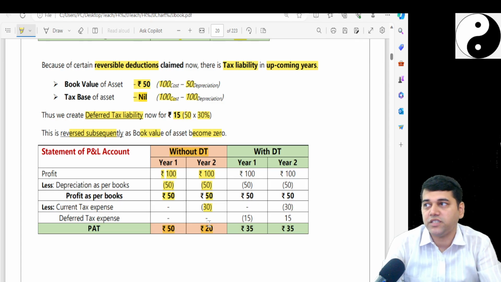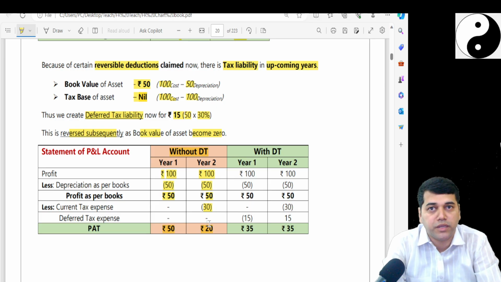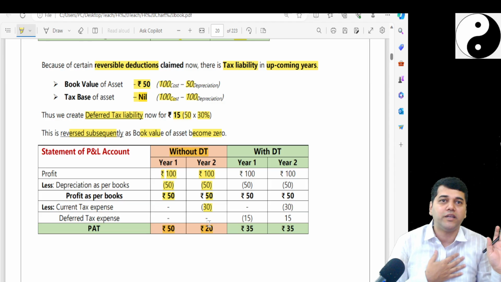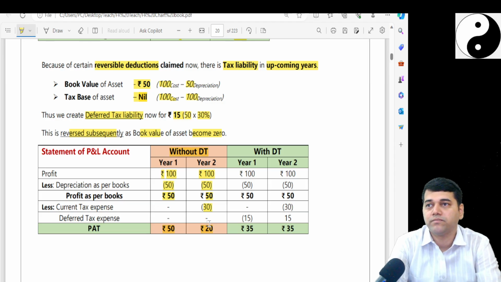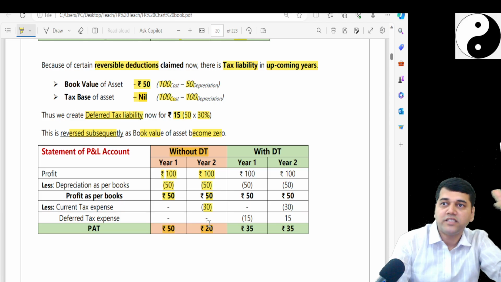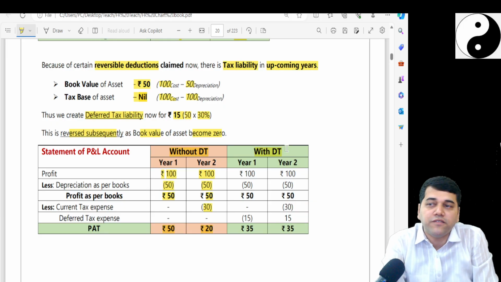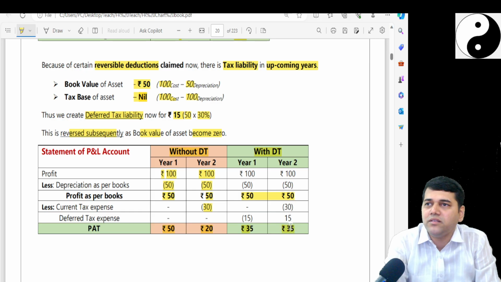But at the end of the first year, I knew that because of certain deductions, which is not a permanent deduction for me, otherwise I would have said, look, sir, this is a permanent deduction, there is no tax implication in the future. But I know that today's action has tax implications in the future. So Ind AS 37 says, look, you have got a present obligation to be settled in the future. So with the deferred tax, my PAT before tax is 50-50, but when I deduct tax, you see the beautiful thing, my PAT is 35-35.